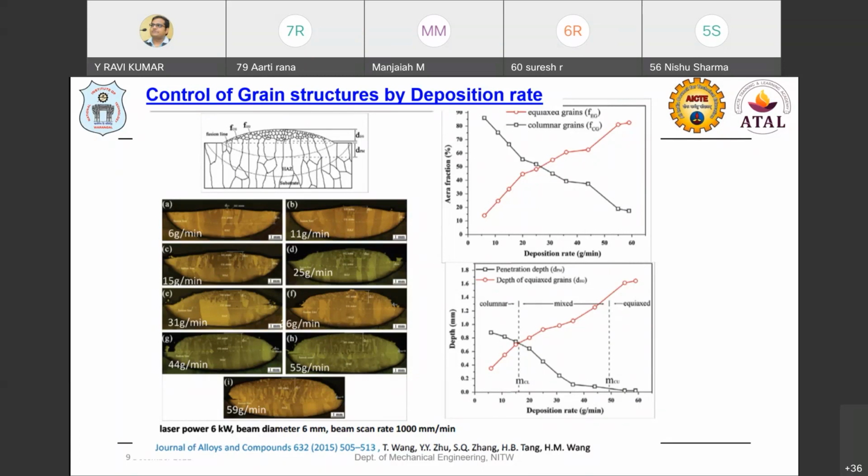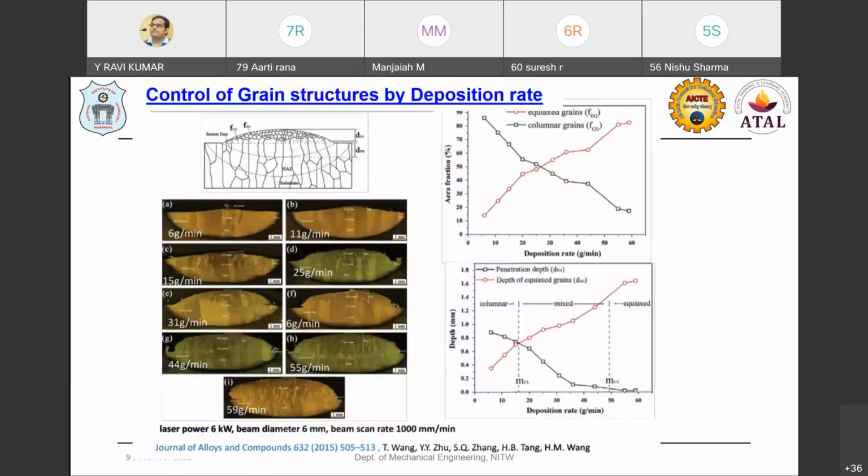These kinds of variations will be there when we are varying the powders. This kind of microstructure, you can see here the average fraction percentage with respect to the depth, with respect to the columnar, mixed grains and equiaxed grains. These variations can be observed when varying the laser power and powder quantity, with respect to the uniform laser power and the scan speed rate.